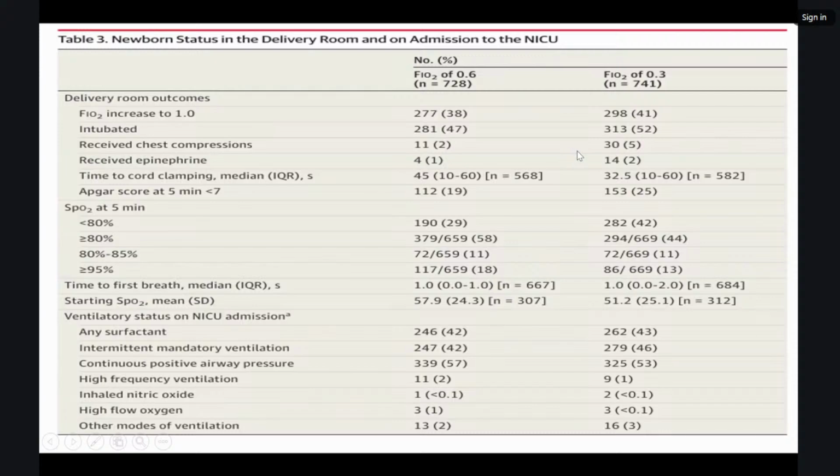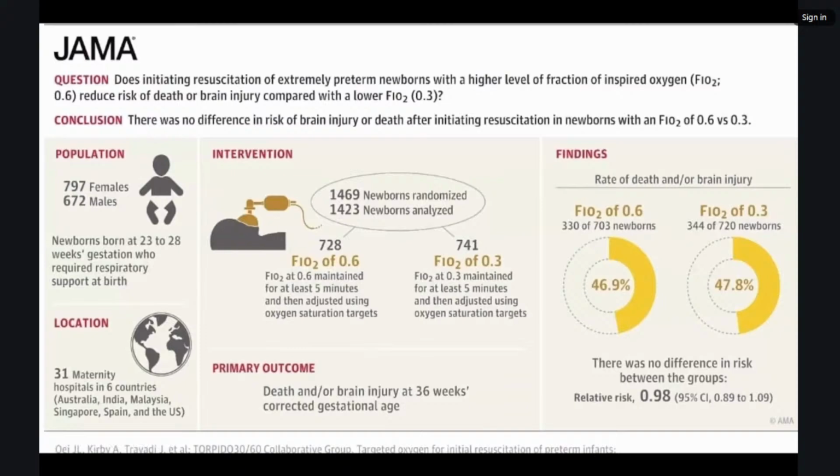But there was a significant statistical difference between the two groups in receiving chest compressions and epinephrine, which was lower in the 60% group compared to the 30% group. The oxygenation of 80% was also achieved earlier in the 60% group compared to the 30% group. The rest, the time to first breath and ventilated status at NICU admission, did not show a statistical difference between the two groups. So this is an overall visual abstract of this trial.